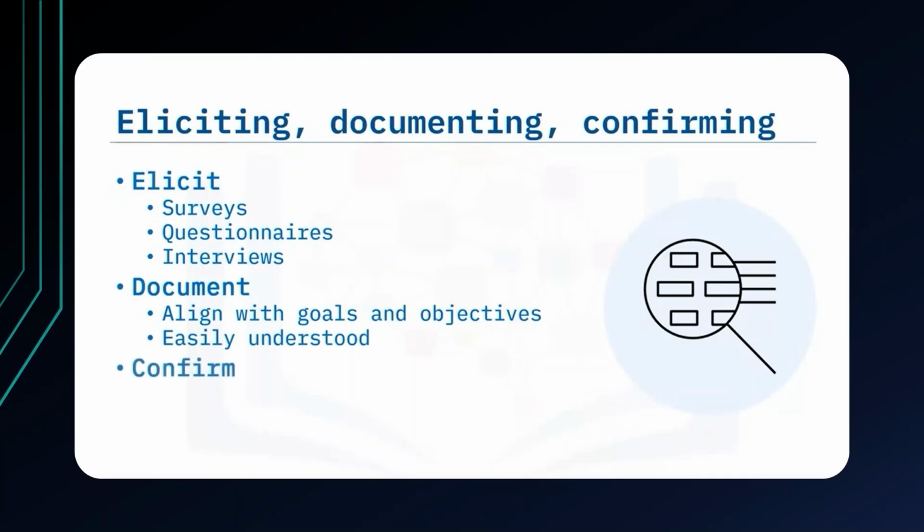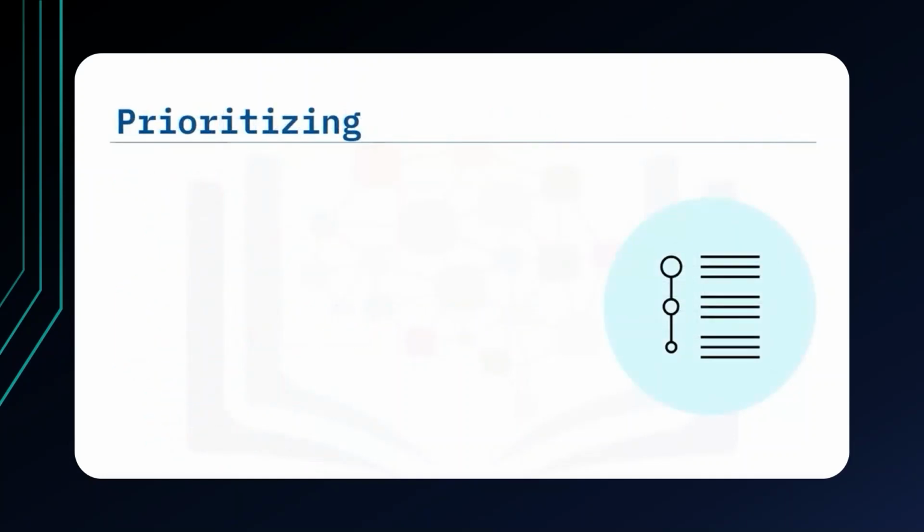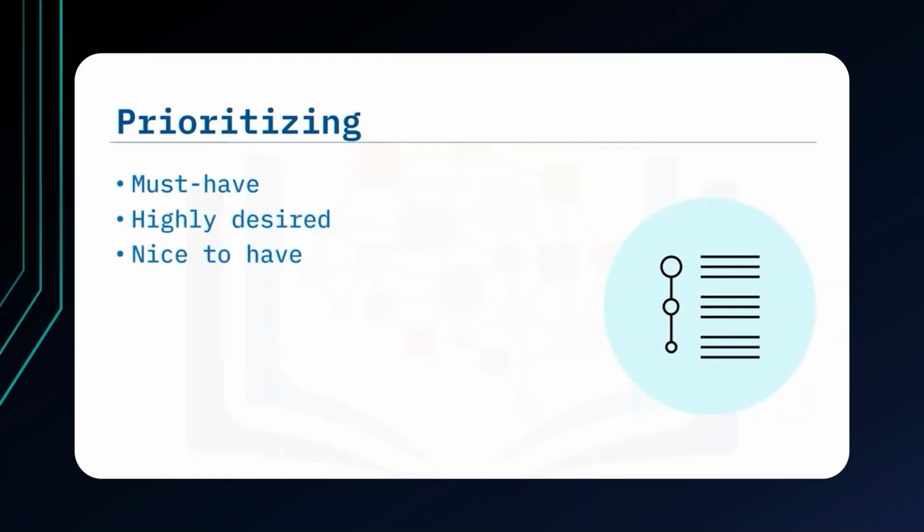In order to confirm the requirements, they should be analyzed to ensure consistency, clarity, and completeness. After the analysis, the requirements should be shared with and approved by the stakeholders. After confirmation, requirements should be prioritized. Labels such as must have, highly desired, and nice to have are helpful. If possible, order the requirements within those categories.